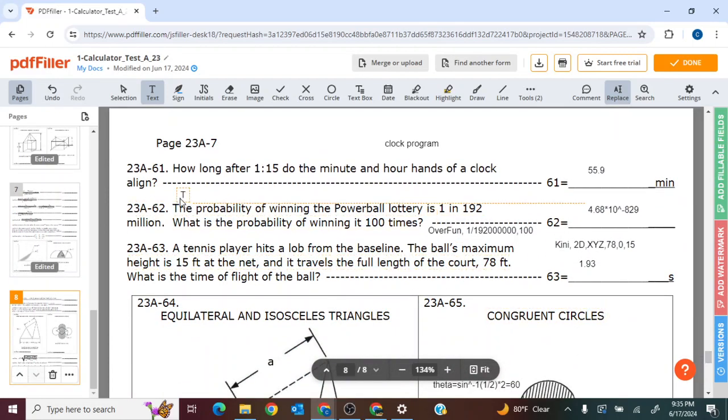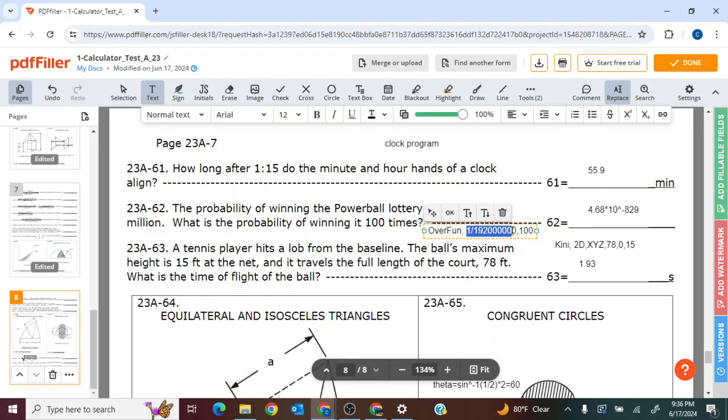Next, 61. How long do they align? We have a program for it. Program, clock, hours, minutes, done. 55.9 minutes. The probability of winning Powerball is that much. What's the probability of winning 100 times? This is a very rare occurrence, so it is an underflow. Your value is 1 over 192 million, and that value is powered 100 times. If you do that, it should give you this value right here.